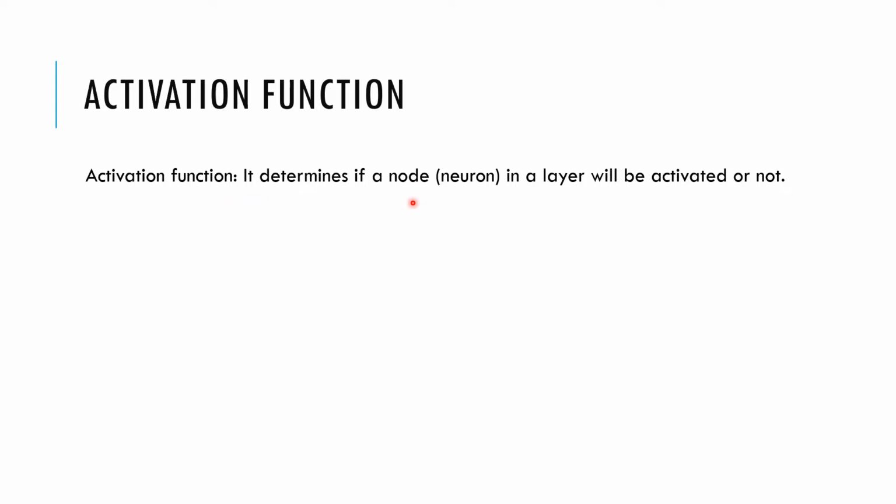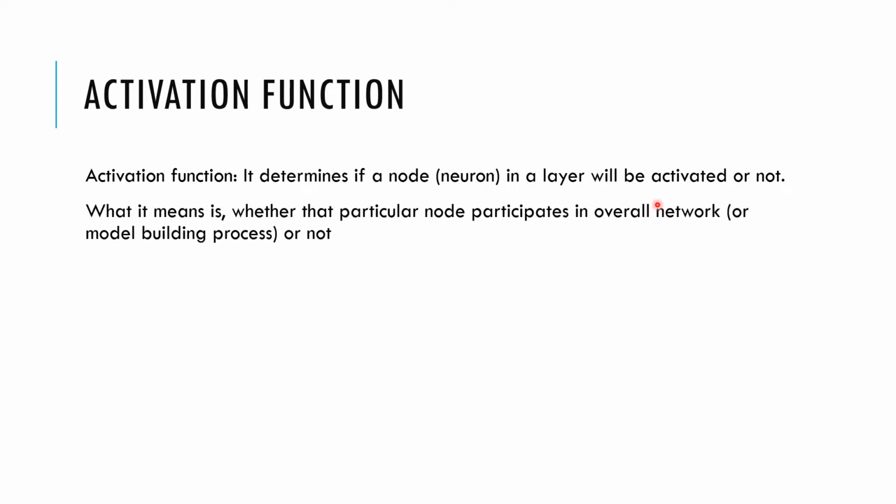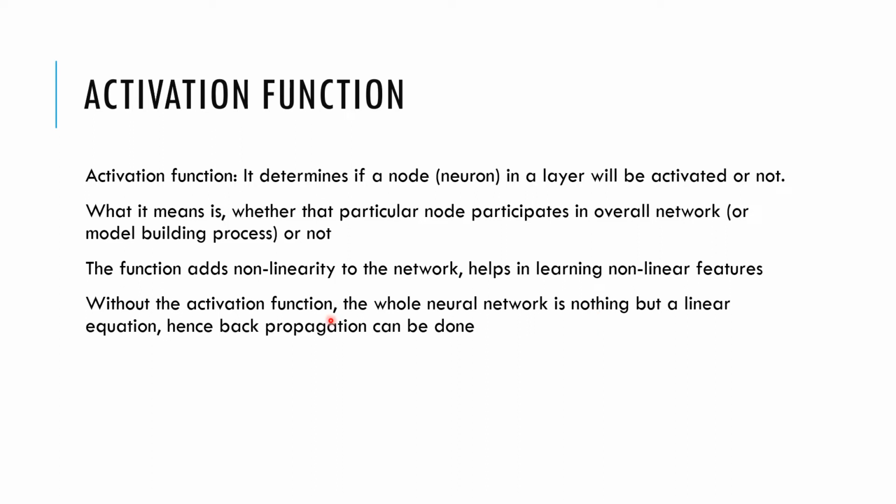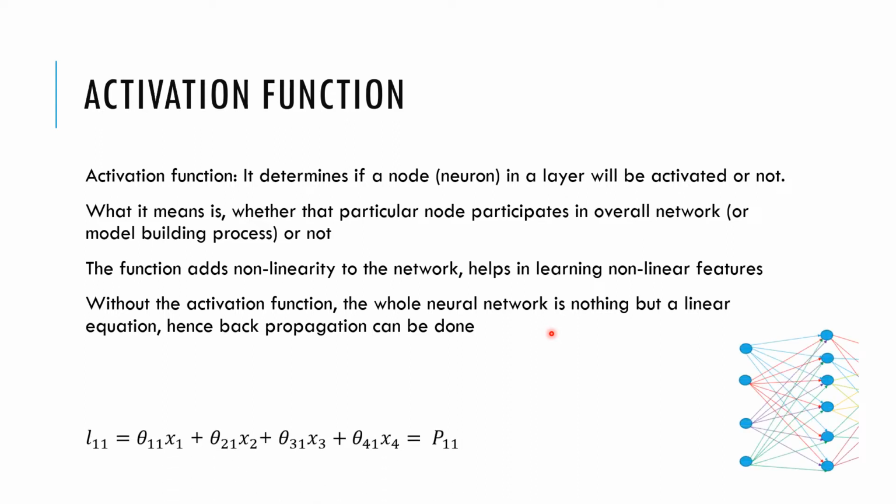Basically it determines if a node or neuron in a layer will be activated or not. What it means is whether that particular node or neuron will participate in the overall network or the model building process. The function adds non-linearity to the network, it helps in learning some non-linear features in the data. So without an activation function, the whole neural network is nothing but a linear equation, and therefore backpropagation cannot be done. So we'll try to understand this point.